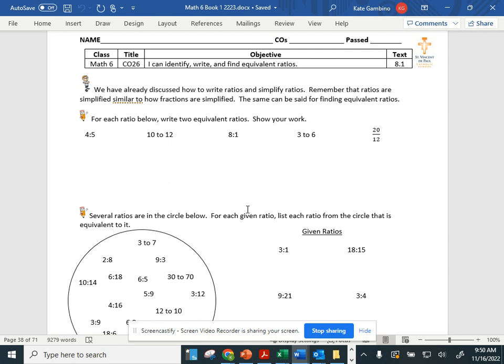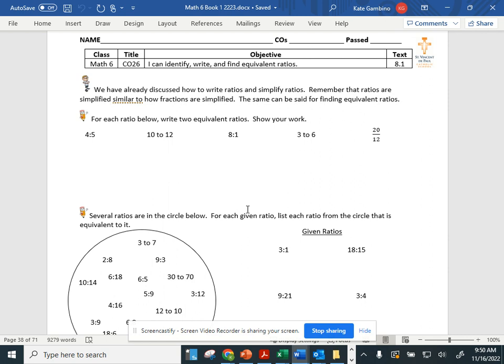So we've already discussed how to write ratios and simplify ratios. Remember that ratios are simplified similar to how fractions are simplified. The same can be said for finding equivalent ratios. For each ratio below, you're going to write two equivalent ratios. Show your work.